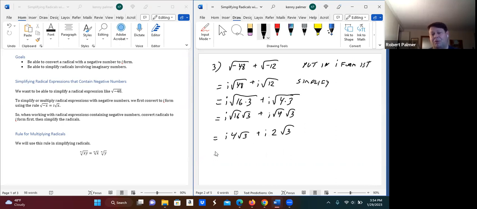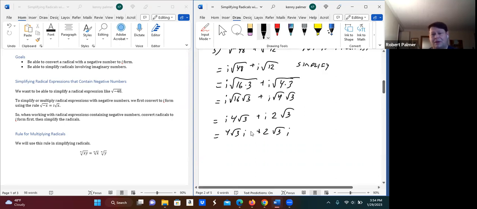Let me do one more thing. Let me write both of these as 4 times the square root of 3 i, plus 2 times the square root of 3 i. It's not entirely necessary, but it's usually written that way more often. And now, just combine the coefficients in front. Essentially, in each case, we have a square root of 3 times i. Here we have 4 of them, here we have 2 of them. So together, we have 6 square root of 3 i. And that now is simplified.